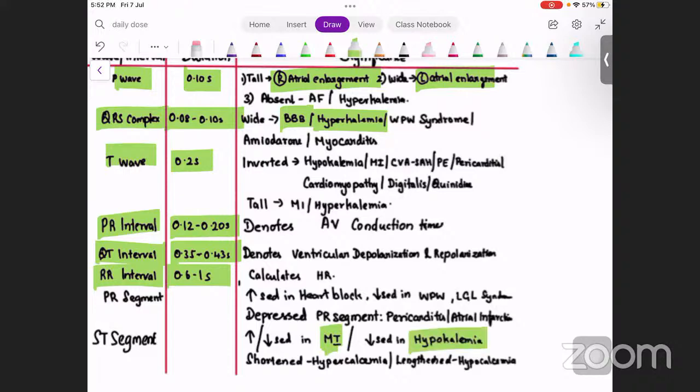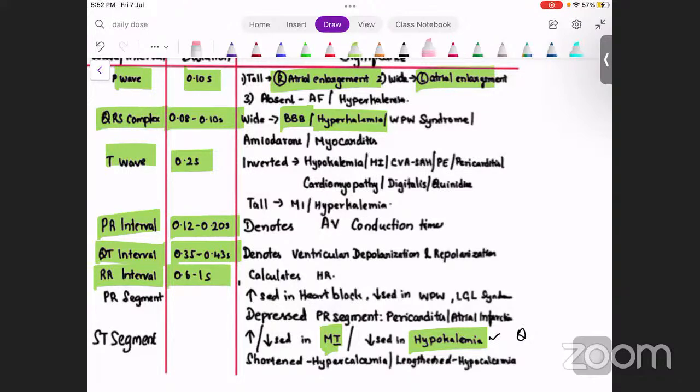ST segment is elevated or depressed in myocardial infarction, and ST segment is depressed in hypokalemia. Very, very important. Okay, hypokalemia can cause ST segment depression. Depressed ST segment is seen in hypokalemia. Tall T waves are seen in hyperkalemia.